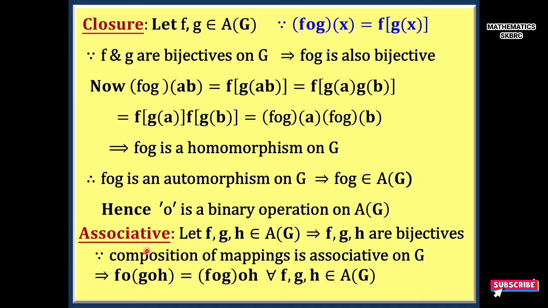Second one, associative. Let f, g, h belongs to A of G. That gives f, g, h are bijective mappings on G. That is, f, g, h are one-one mappings and onto mappings on G. We know that composition of mappings is associative. That gives (f circle g) circle h is equal to f circle (g circle h) for all f, g, h belongs to A of G.